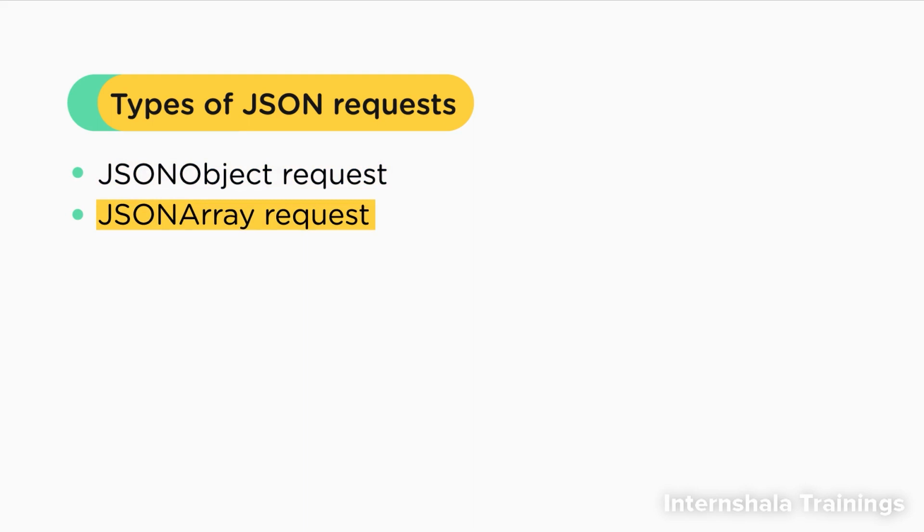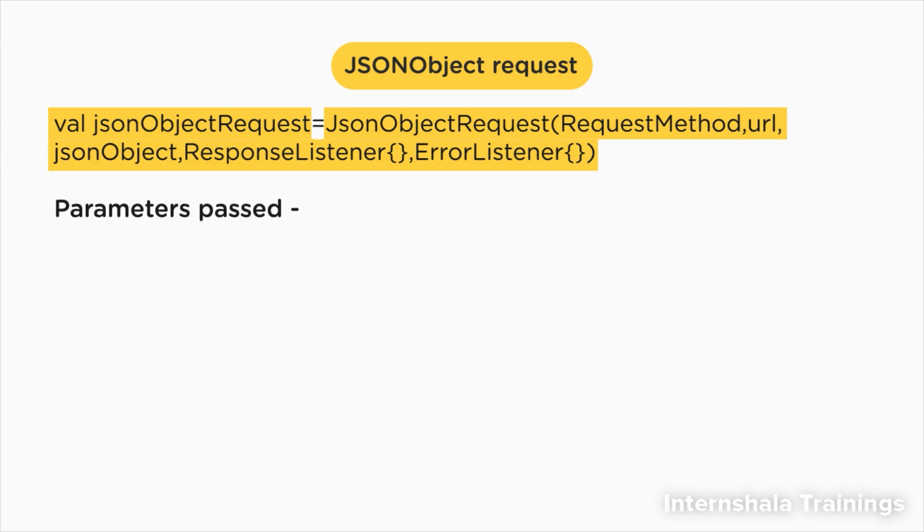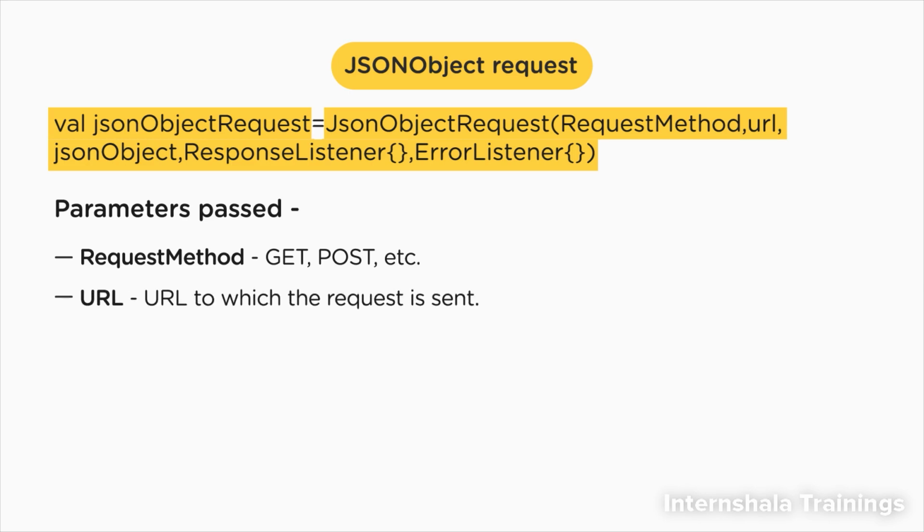Now, let's see what a JSON object request looks like. As you can see, we have created a variable and given it the name JSON object request. Then in this variable, we have called the JSON object request class along with its parameters. The parameters passed here are request method, which can be get, post, etc. We will only concern ourselves with get and post in this training. Second is the URL to which the request will be sent.